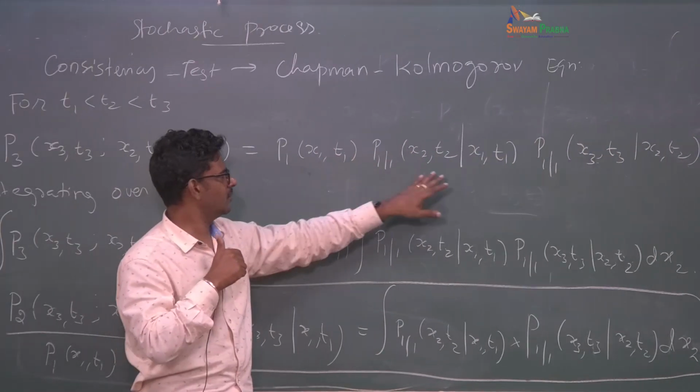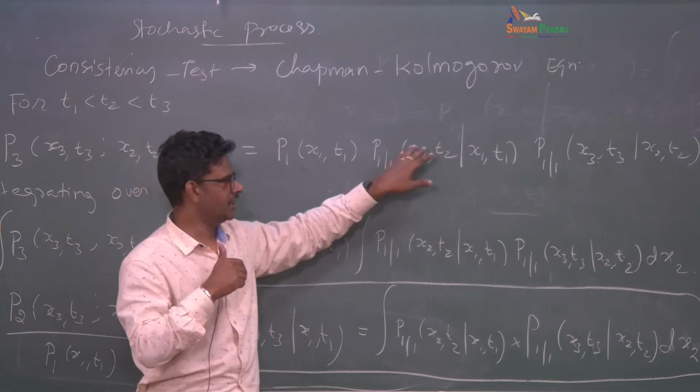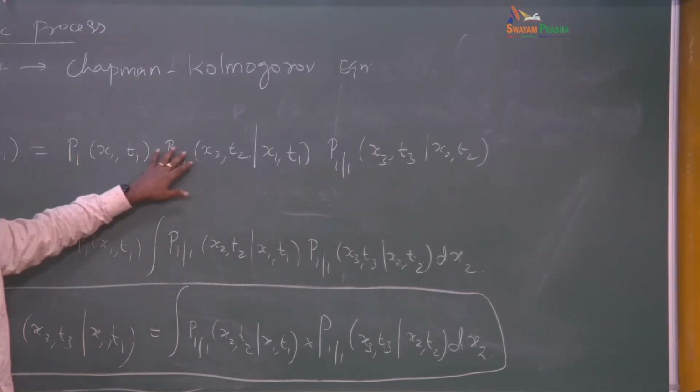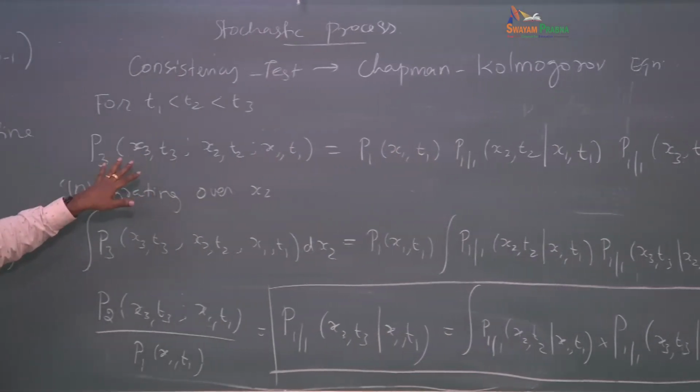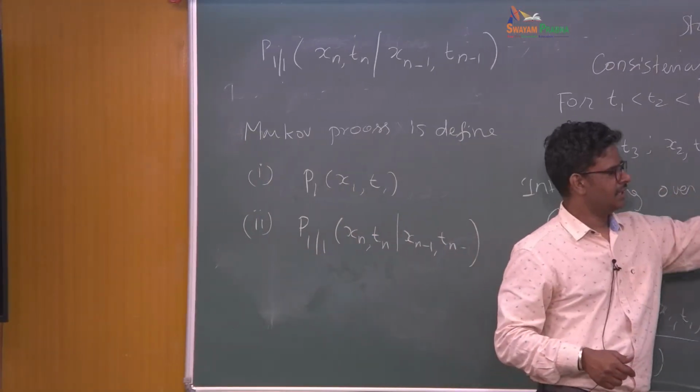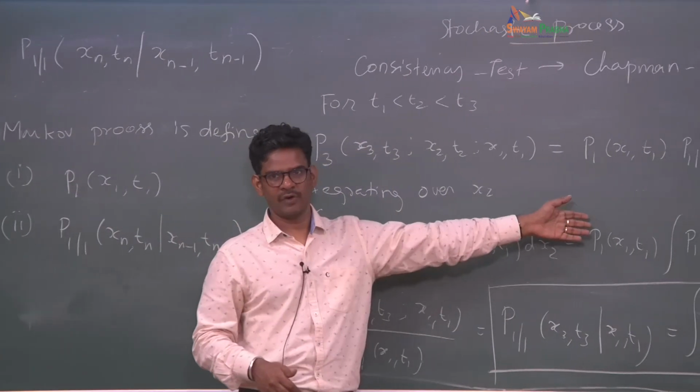Given x1 t1, what's the probability it will go to x2 t2? Given x2 t2, what's the probability it will go to x3 t3? So this we know how we wrote. This is based on the Markov property of the process. Then what we are saying is, we take this equation and we integrate over the middle point, which is x2 t2.